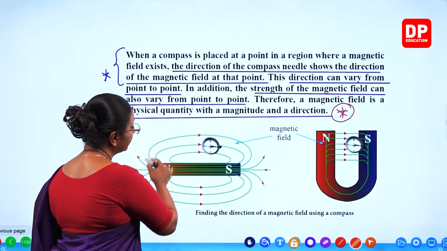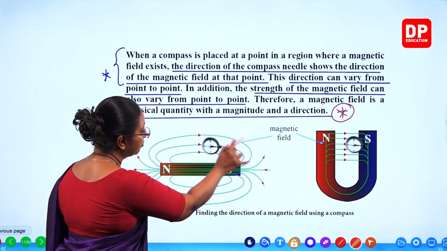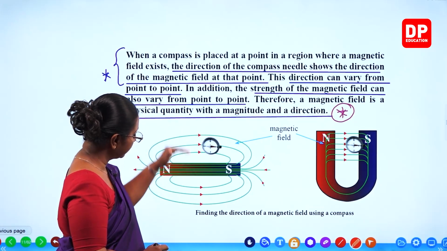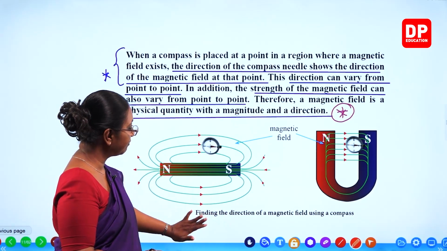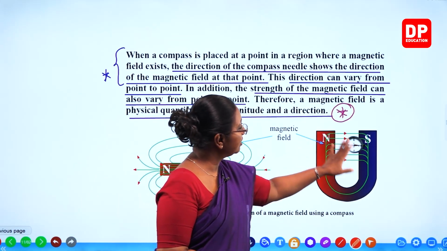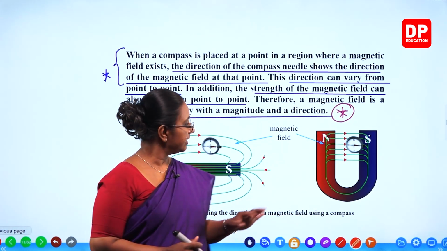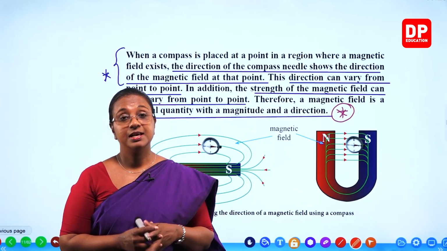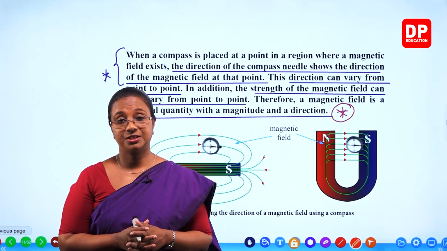Then you know how the magnetic field lines are. They start from the north, go towards the south. And there is magnetic field on either side of the magnet. This is how you get the magnetic field for the bar magnet. And the same way, here you have the magnetic field of the U magnet. So that is how the magnetic field of a magnet exists. A physical quantity with a magnitude and a direction.